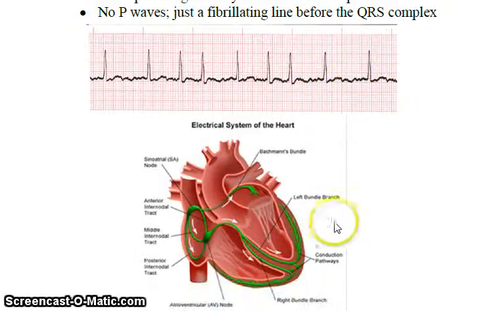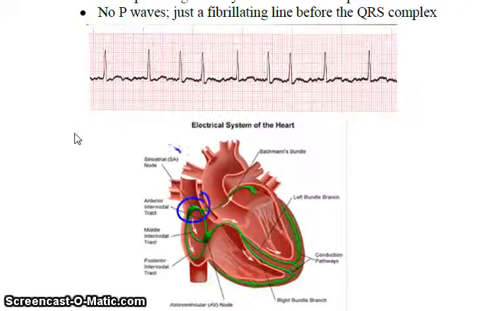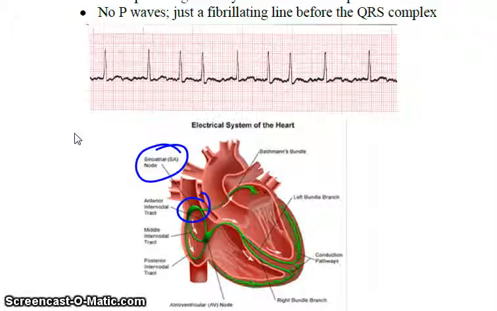And then I included this picture one more time just to reiterate that the origin of the impulse should come from the SA node. But all of these arrhythmias are caused by the origin coming from somewhere other than the SA node. They're coming from somewhere in the atria, but not at the SA node. It could be just one focus, just one area that's misfiring, or it could be many areas misfiring altogether, which is causing the arrhythmia. So those are the supraventricular arrhythmias.